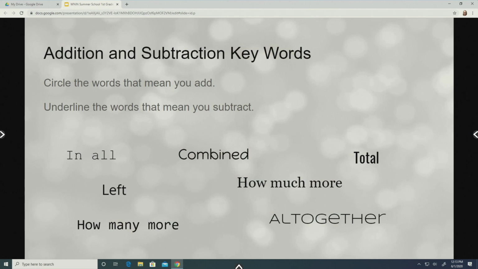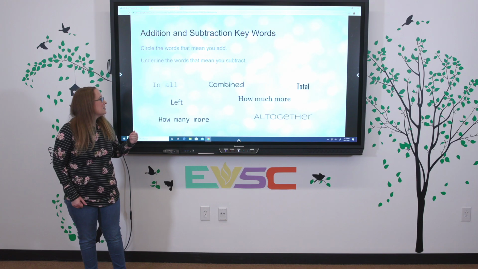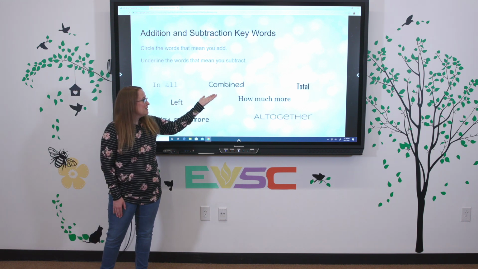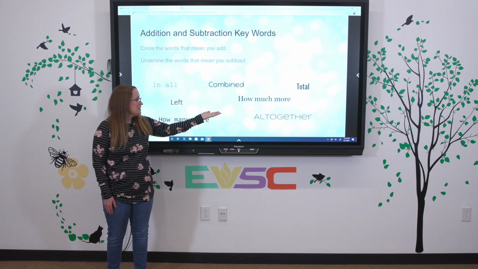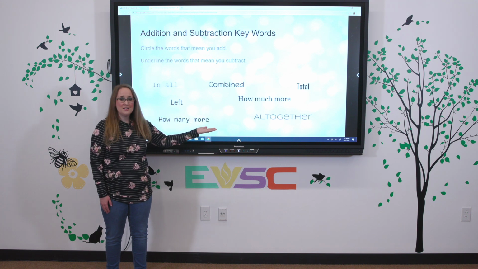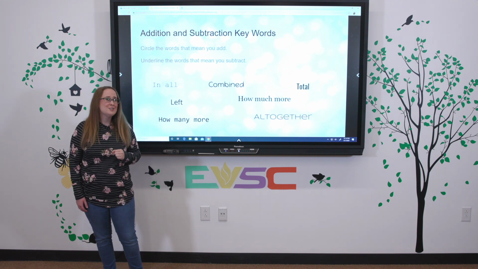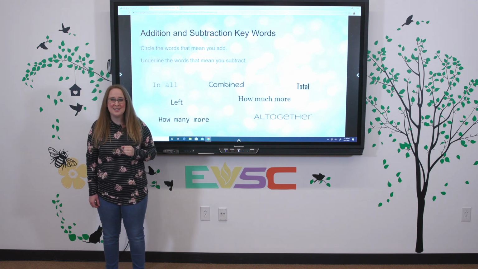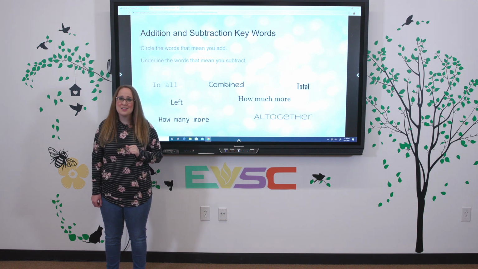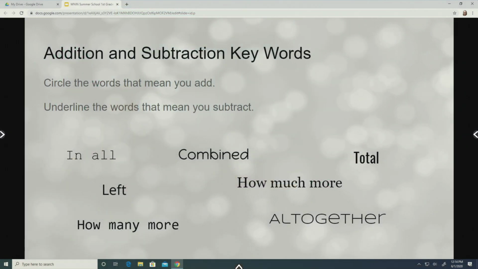Let's review our key words that let us know if we're adding or subtracting. Today, we're putting them together. So we're not going to know what we're doing unless we find those detective clue words. On your piece of paper in your packet, there are words just like on my board. In all, combined, total, left, how much more, how many more, and all together. What I want you to do first is circle the words that mean you need to add. I'll give you a little bit to do this. So circle the words that tell you we need to add.